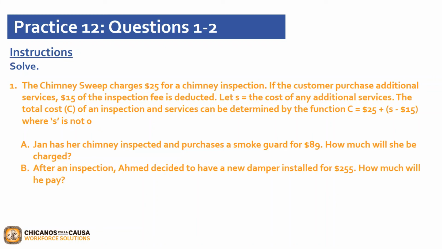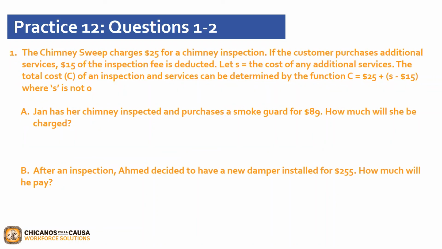Question 1. The chimney sweep charges $25 for a chimney inspection. If the customer purchases additional services, $15 of the inspection fee is deducted. Let S equal the cost of any additional costs or services. The total cost C of an inspection and services can be determined by the function C equals $25 plus S minus $15, where S is not 0. Jan has her chimney inspected and purchases a smoke guard for $89. How much will she be charged?